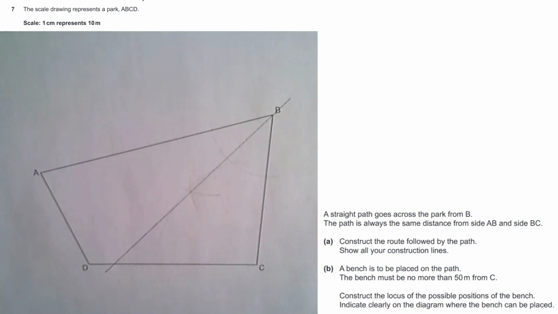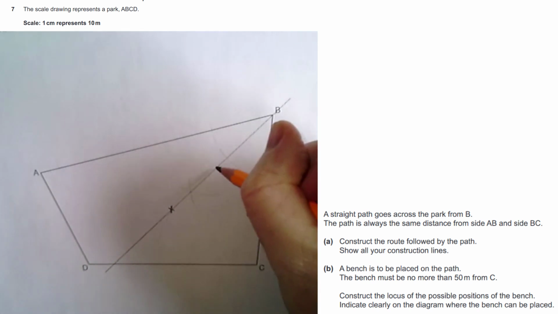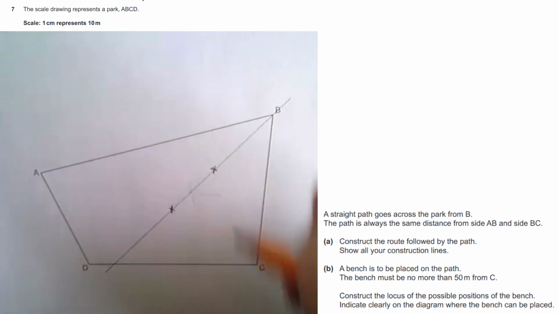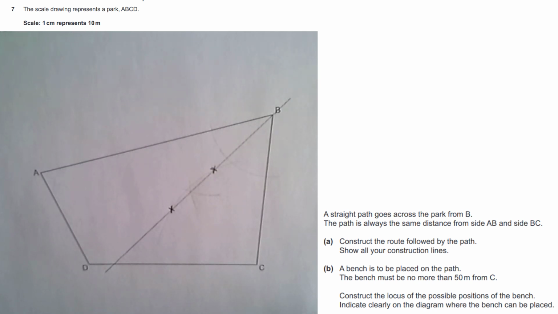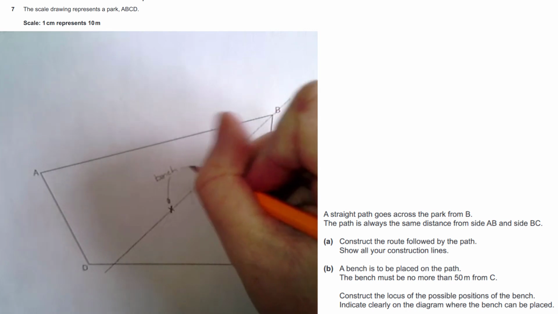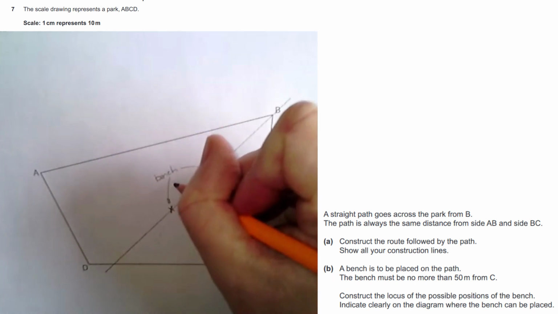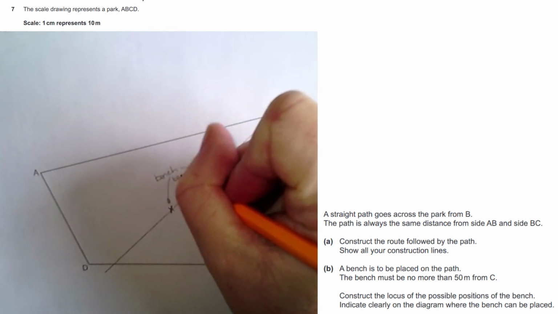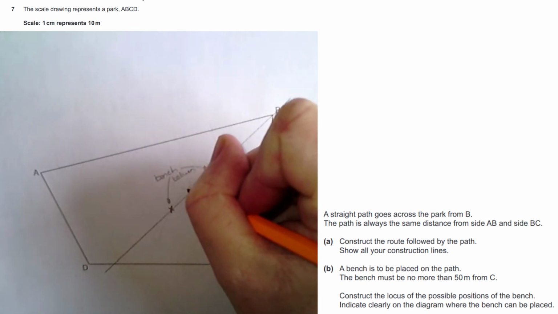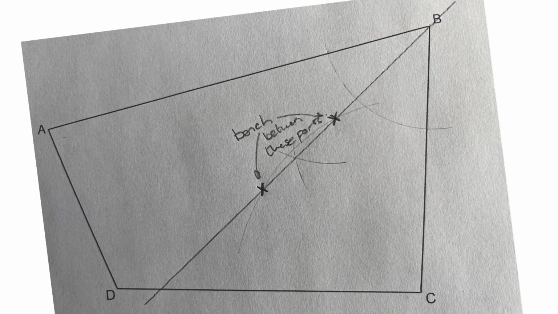Okay, now you see that arc crossed the line I drew earlier in two places. So let's mark those a little bit more clearly. Now it says that the bench needs to be less than 50 meters from C. So basically it can be anywhere between these two points. So anywhere between these two is acceptable. So just to make it nice and clear, I'm going to write on here, bench between these points. Okay, so it doesn't just have to be at the end points, it can be anywhere between those two crosses.